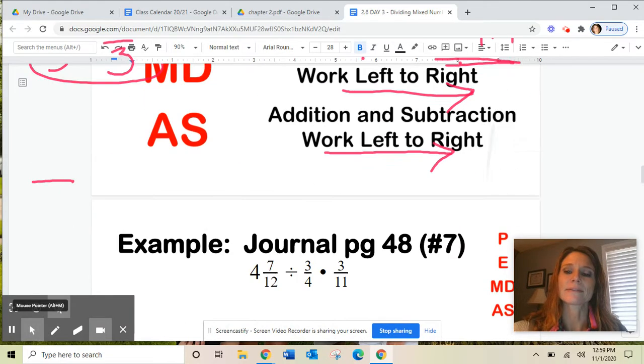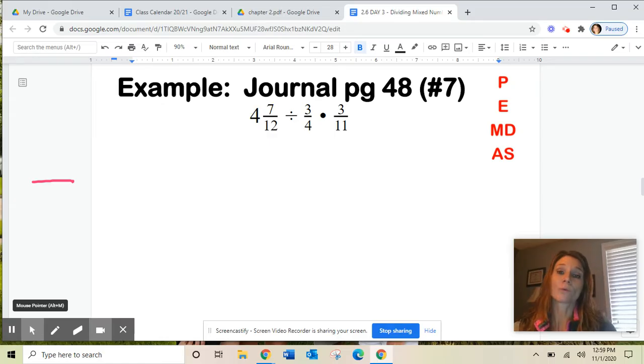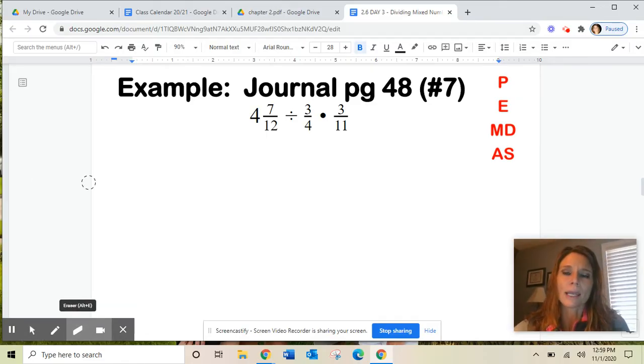So I'll walk you through an example here. On journal page 48, I will do number 7. Please copy the work that I do into your journal as well. That way you'll have a good example you can look back at in case you needed something.